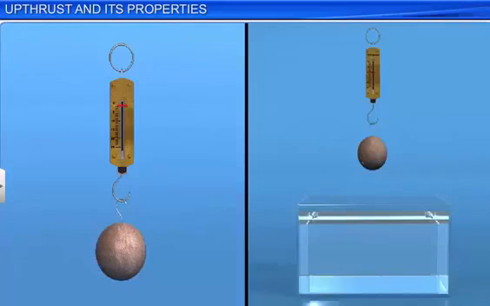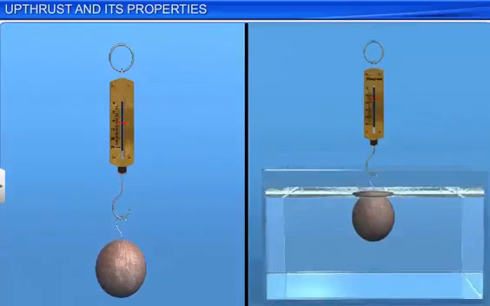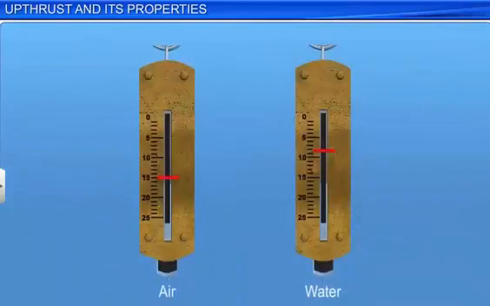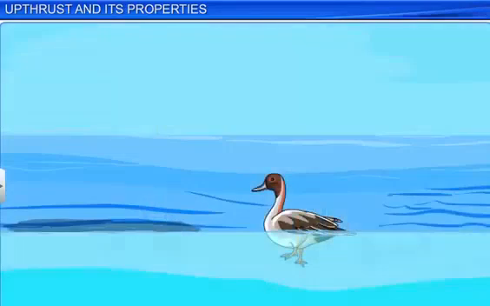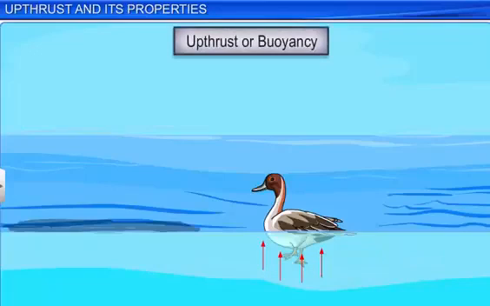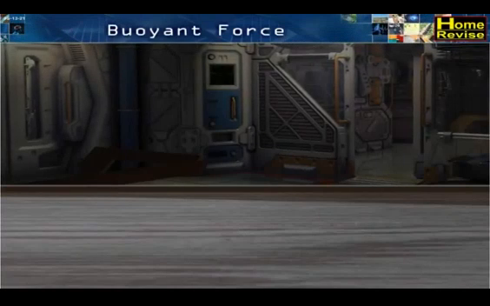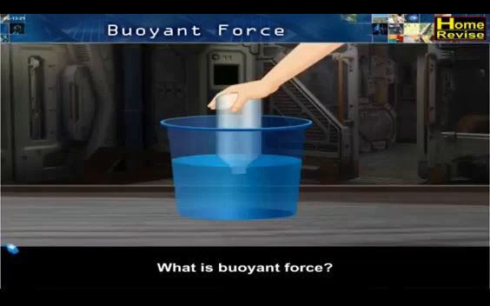When you weigh an object in the air and then in water, the difference between the two readings shows the upthrust, which is often called the loss in weight of the object. All liquids and gases are known as fluids. A fluid exerts an upward force when an object is immersed in it partially or wholly. This property is called upthrust or buoyancy. It is denoted by Fb. Buoyant force. What is buoyant force?